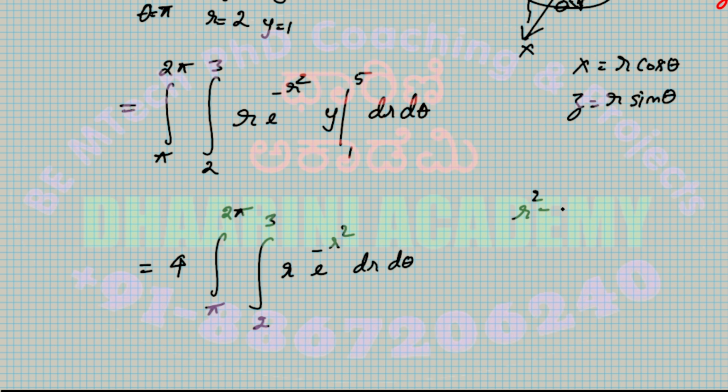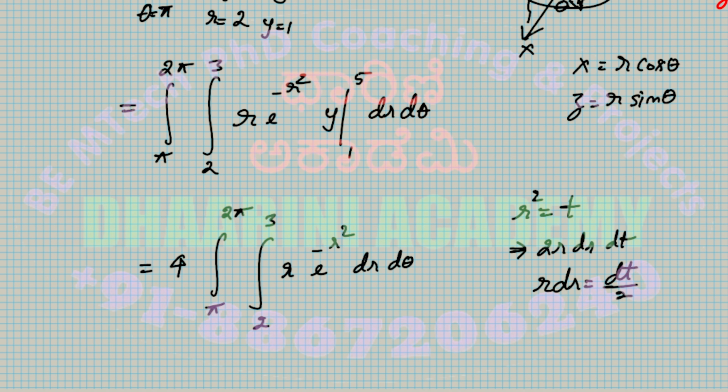Put r square equal to t. This implies 2r dr equals dt. So r dr is equal to dt by 2. You replace this, then you come back and replace r once again, so that you don't have to substitute the limits.